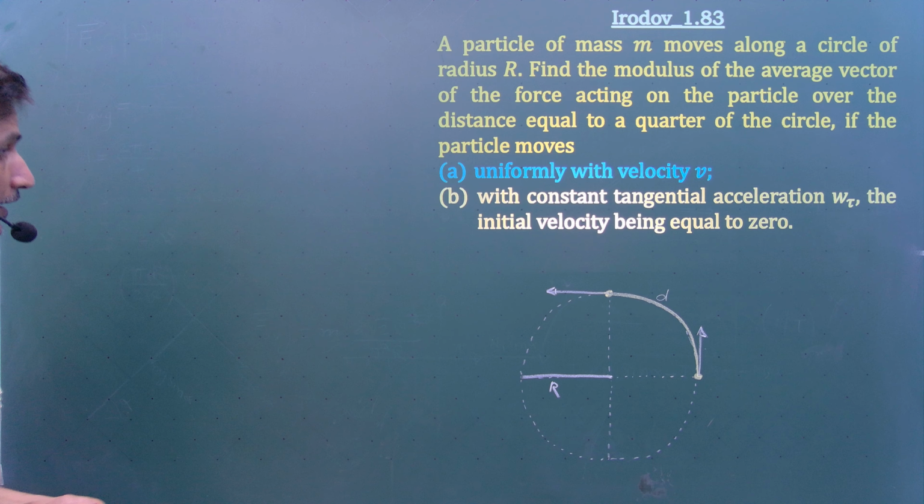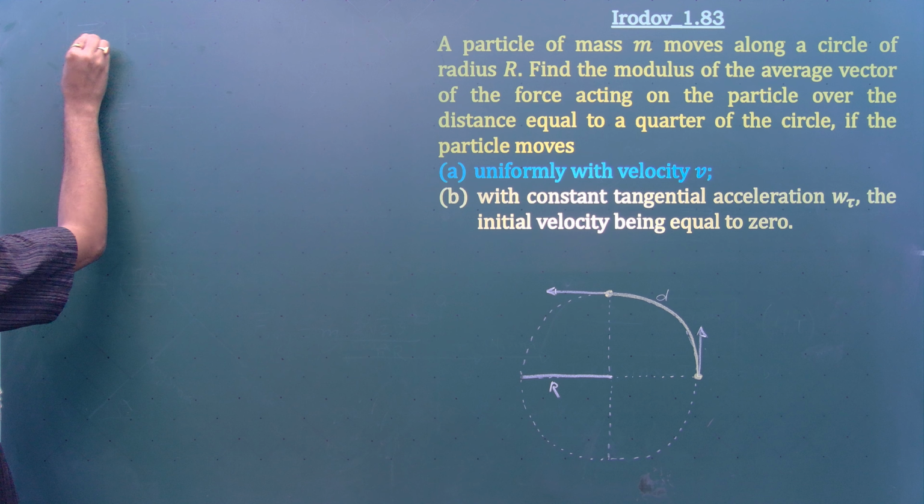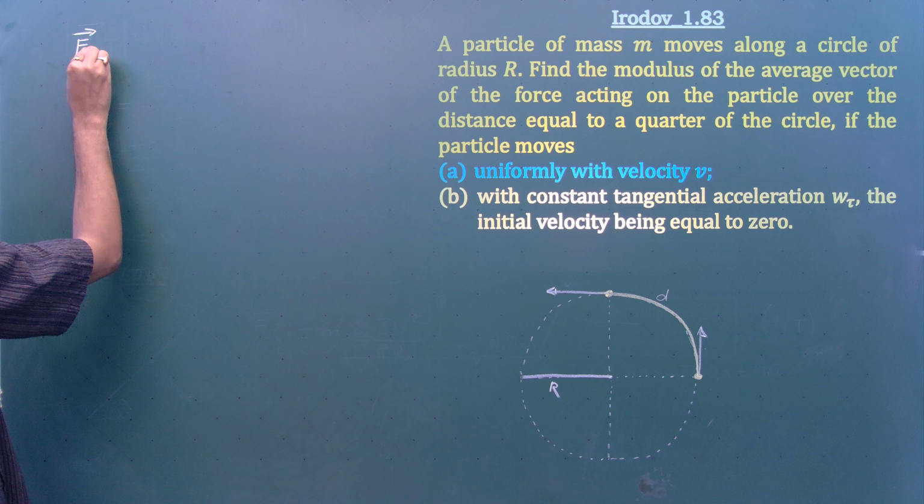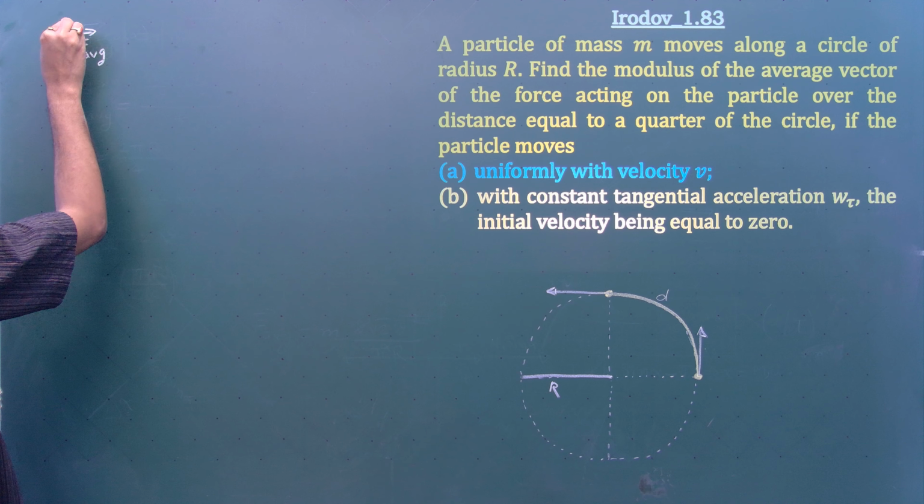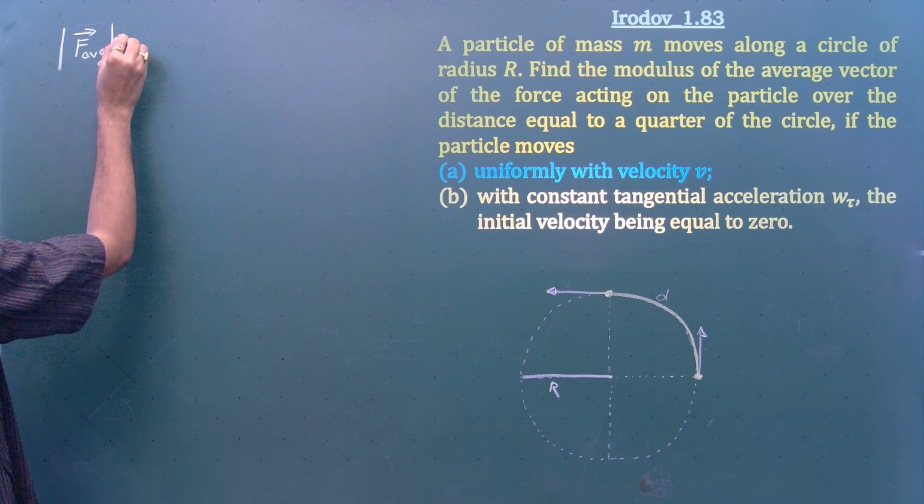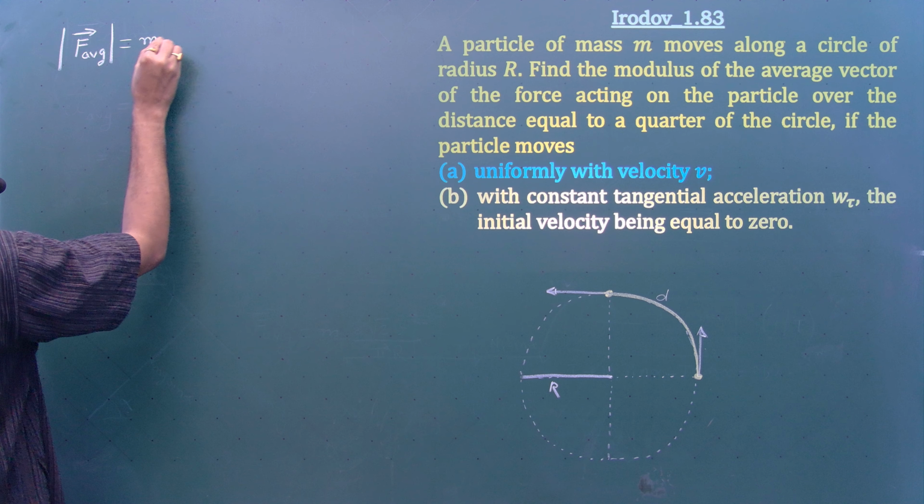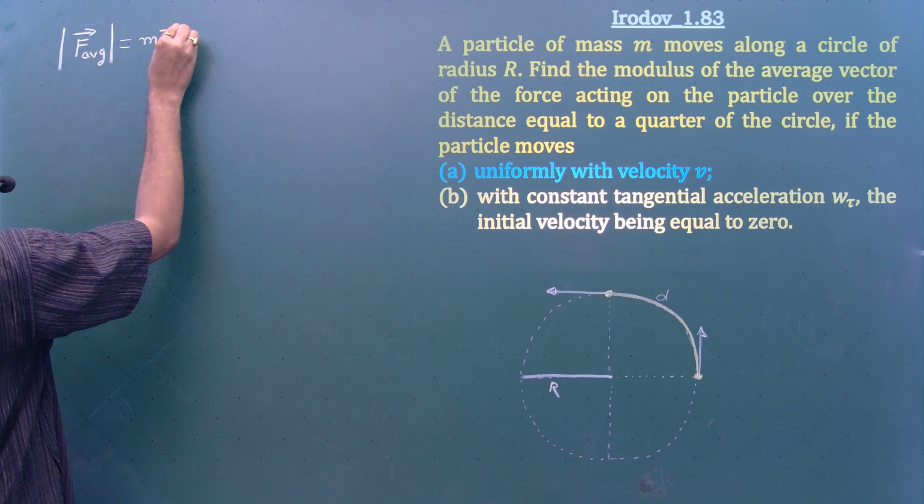particle. So what do I have to calculate? I have to calculate the average value of force and then its modulus. So it should be equal to mass into average acceleration modulus, and m should be taken out. So this is the magnitude of average acceleration. So we have to find the average acceleration, and then we can take the magnitude of this acceleration.